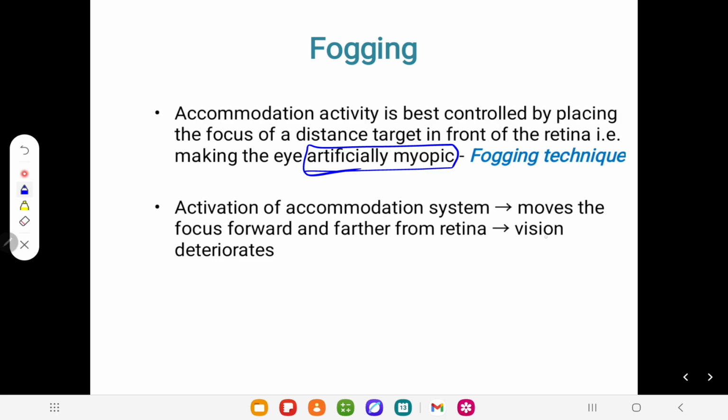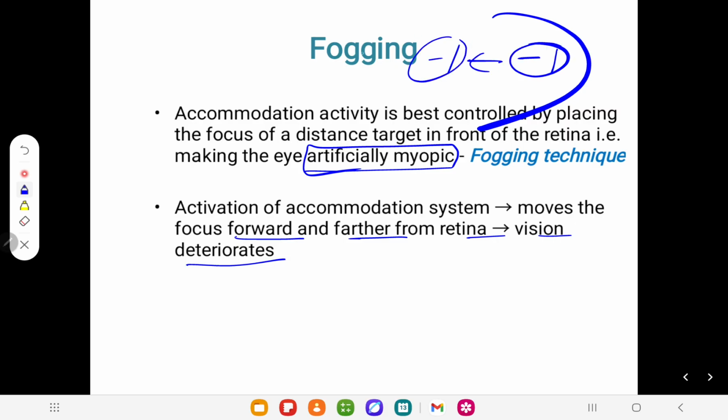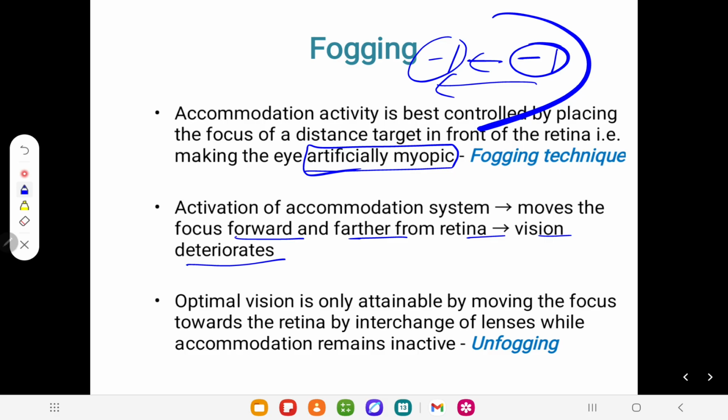So active accommodation moves the focus further forward and further from the eye, and vision deteriorates, isn't it? And this is the retina. If this focal point moves from here to here, the vision becomes more and more blurred, isn't it? So optimum vision is only attainable by moving the focus towards the retina by interchanging the lens while accommodation remains inactive. That means unfogging.